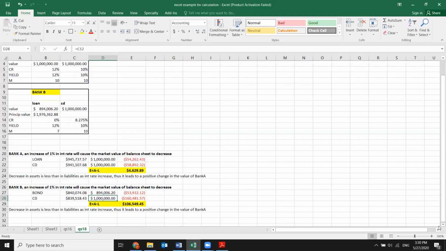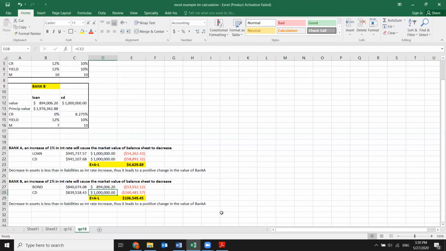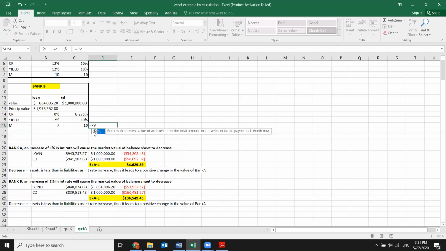Just a second. In here, I have some mistake. I have to find out the calculation of this value. Here, I need to calculate the bond value, okay? There's something wrong with this present value. In here we don't put the face value, we put the market value. So we put the value of it.